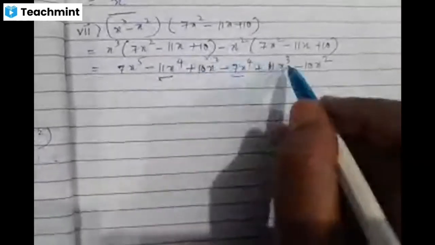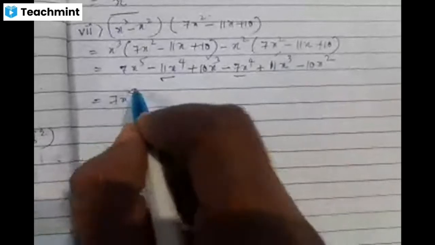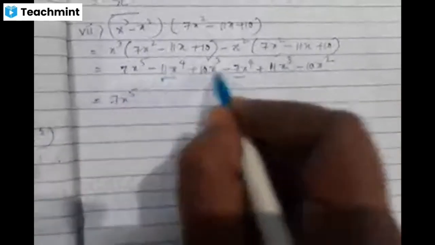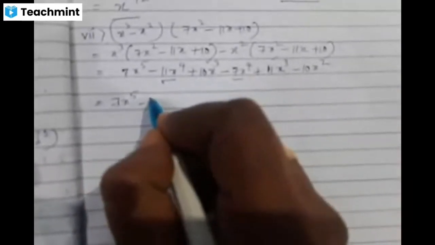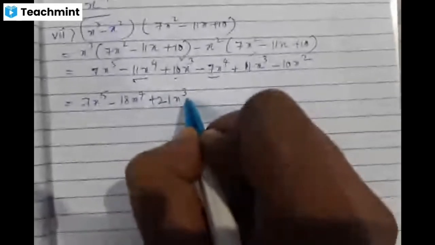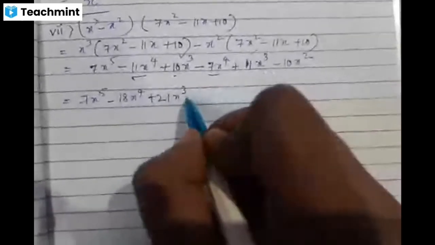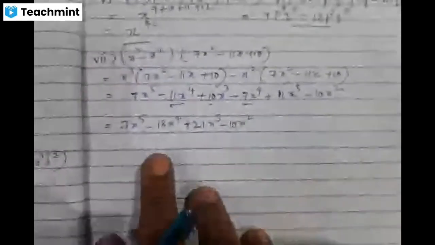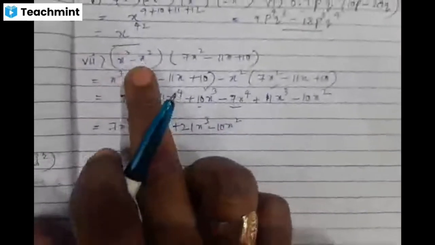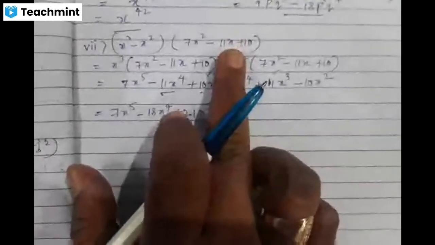Here you have 10x cube and 11x cube. 7x to the power of 5 will be written as it is, minus 11 minus 7, which is minus 18x to the power of 4. Then the x cube term is 10 and 11, so 21x to the power of 3. Lastly, you have minus 10x square. In this way, we are going to multiply a binomial with a trinomial.